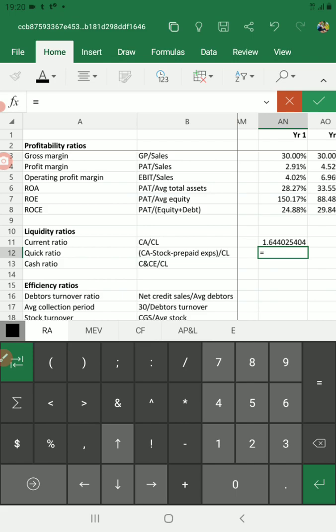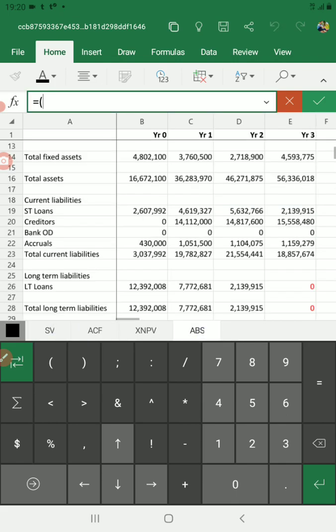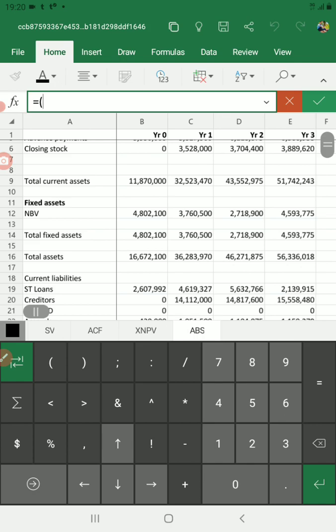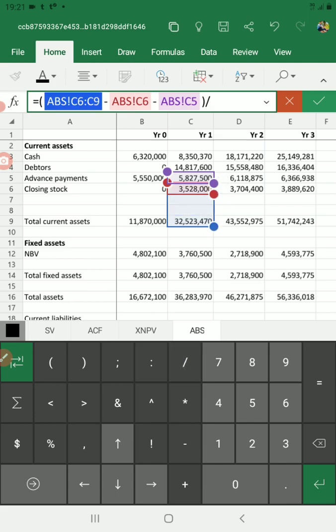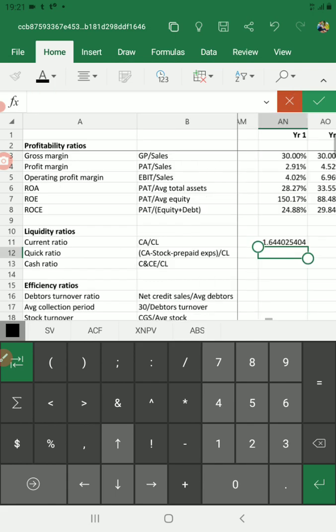Start with an equal sign, open the bracket, and then go to my annual balance sheet figure here. Pick total current assets in year 1, this one, minus closing stock, minus prepaid expenses, these are advance payments. Close the bracket and then divide this by total current liabilities. Sorry, I've done something here. I think I need to repeat this one.